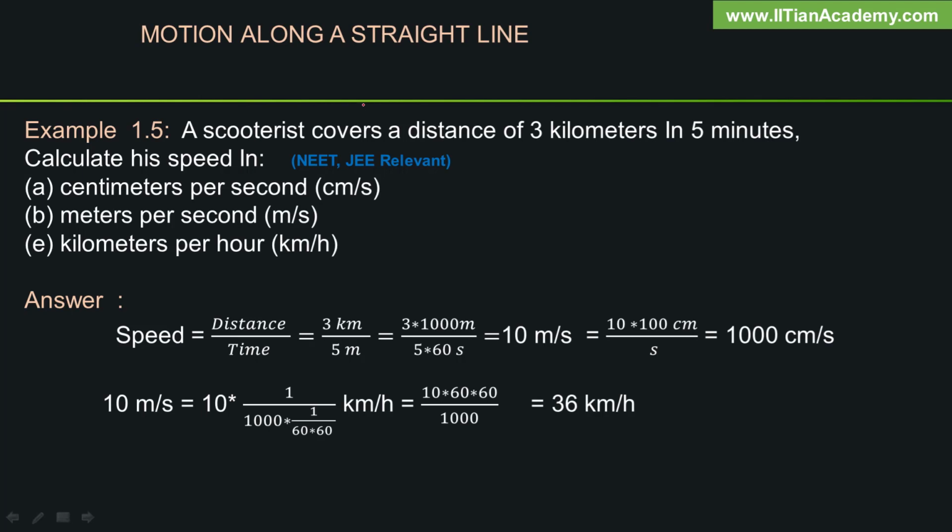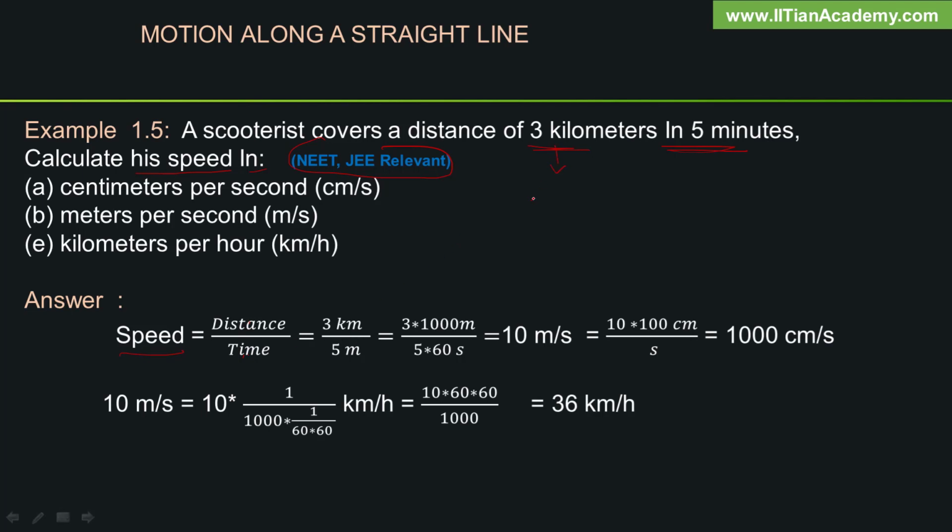Here, the concept of unit conversion is required. A scooterist covers a distance of 3 kilometers in 5 minutes. We have to calculate speed in different units. We know the formula for speed calculation. It is distance traveled divided by time.